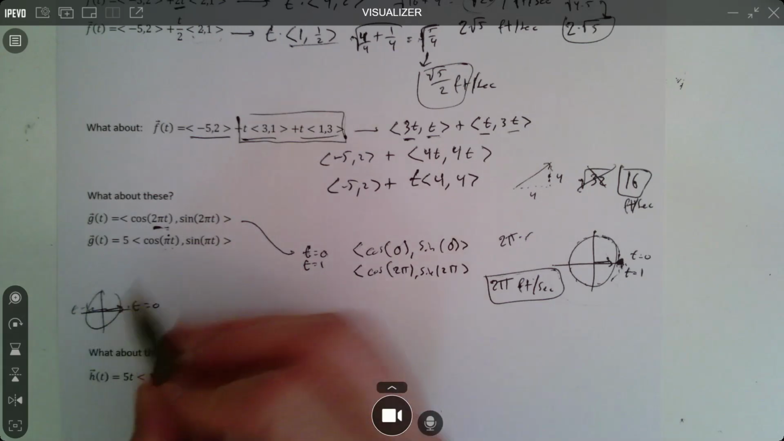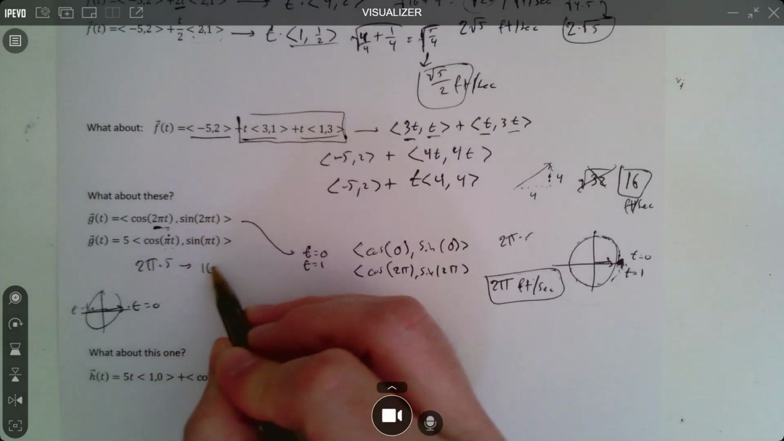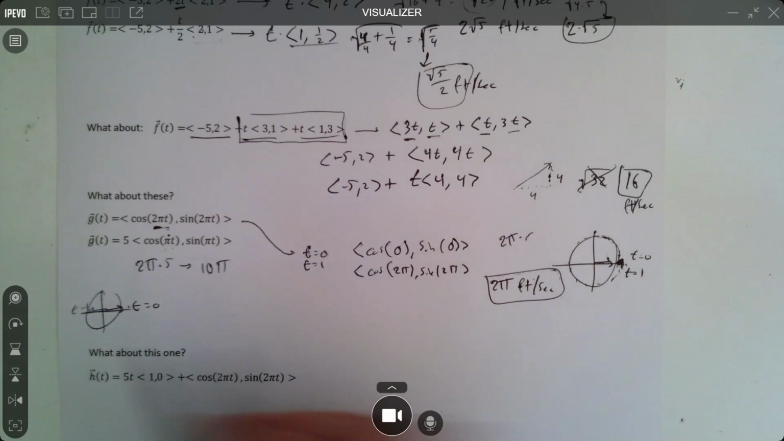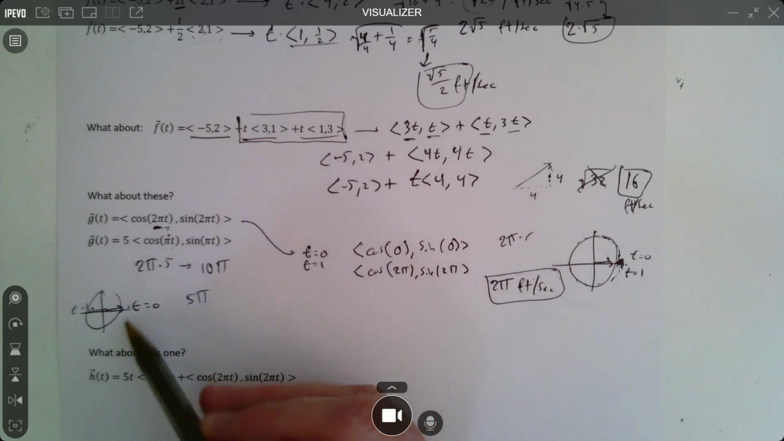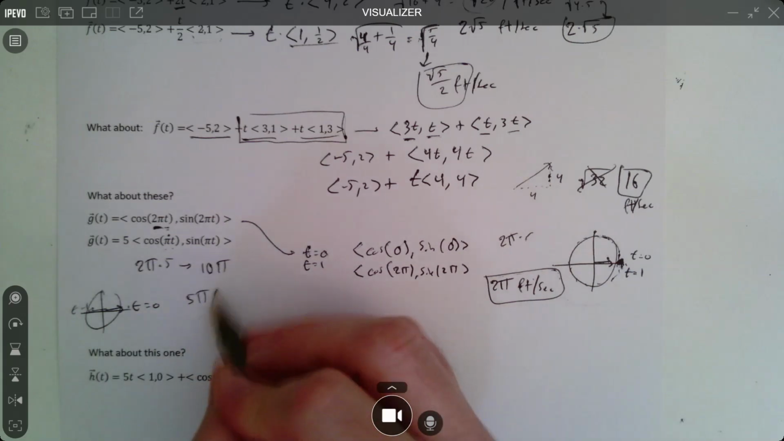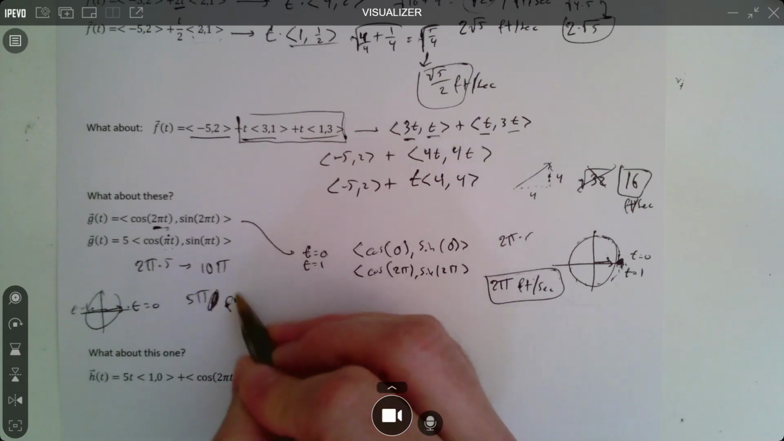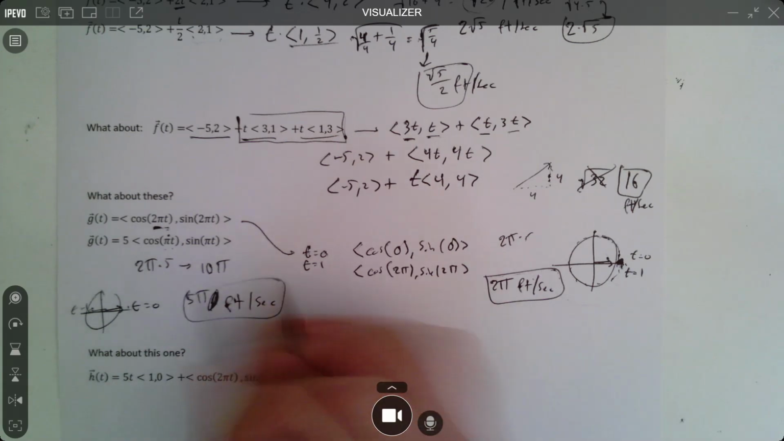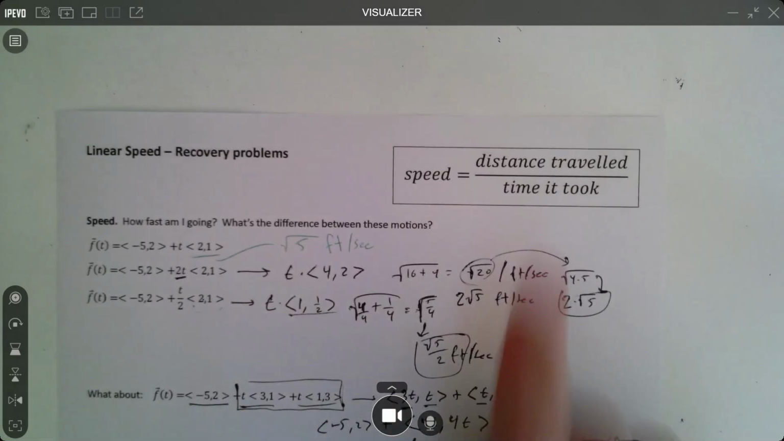The total circumference of the circle is 2 pi times 5. So the total circumference is 10 pi. But I only went half the circumference. I only went 5 pi in the 1 second. So it must be that I'm traveling 5 pi feet per second.